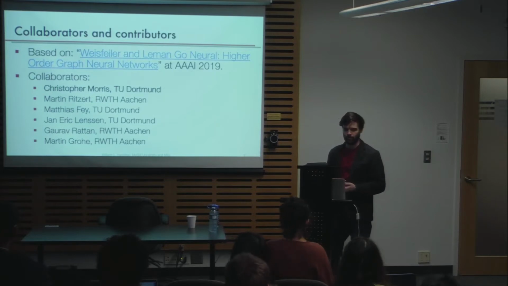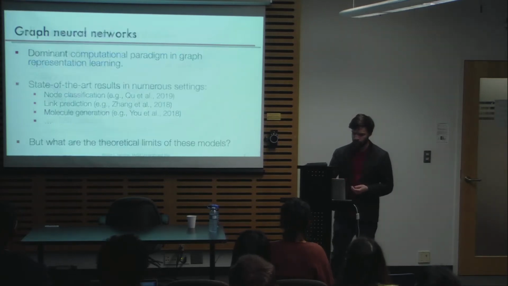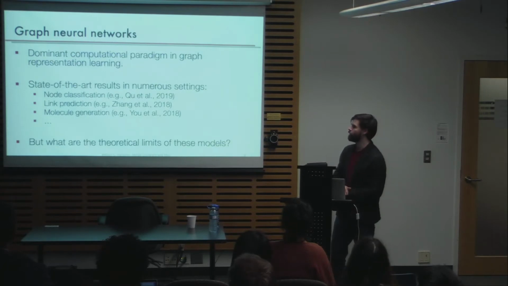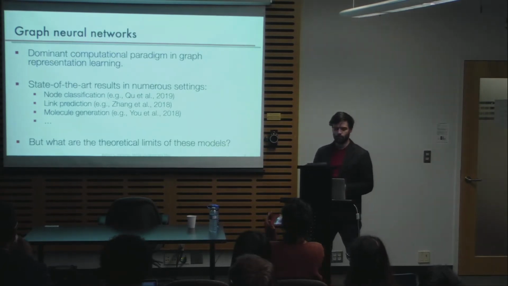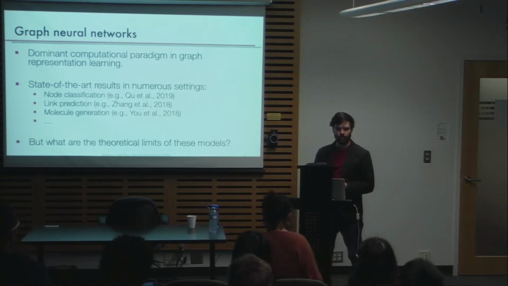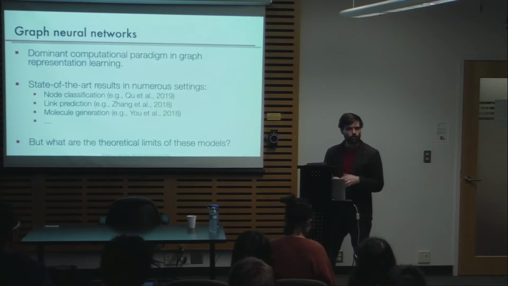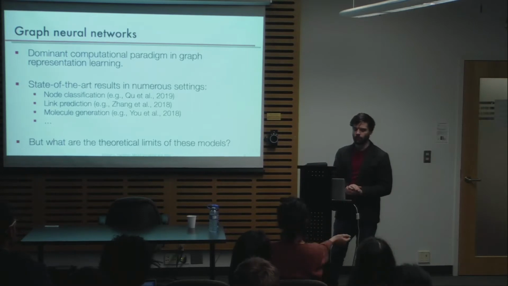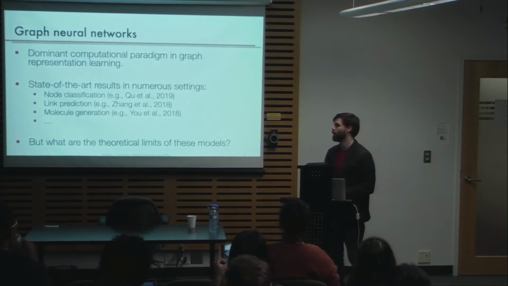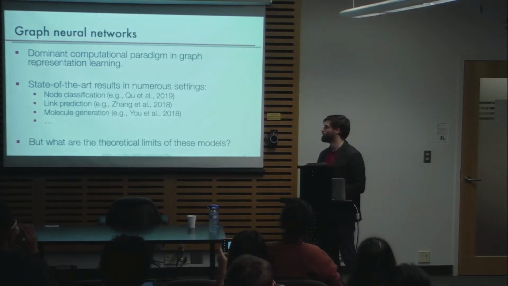So graph neural networks are really becoming the dominant paradigm, or the dominant framework, for what you could call graph representation learning. For those of you who are familiar with graph neural nets, I will give a brief high-level introduction to them in the coming slides. But they're a really fast-growing area. They've achieved state-of-the-art results in a number of different settings.